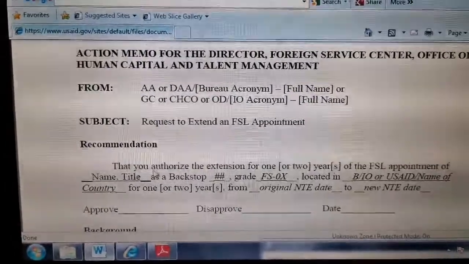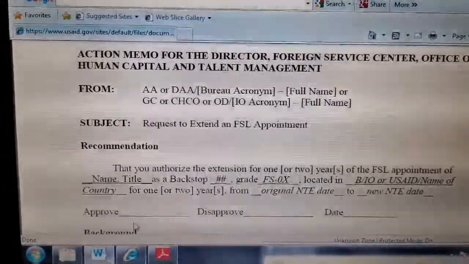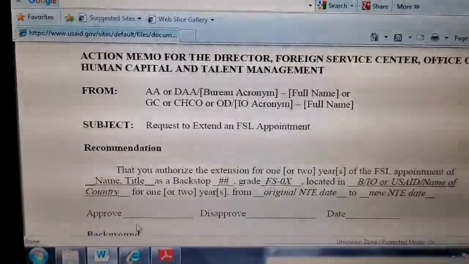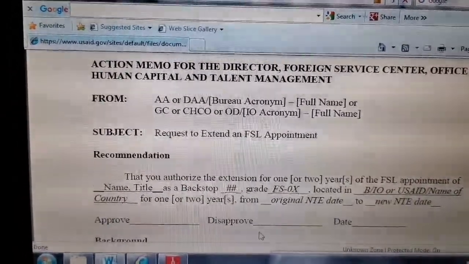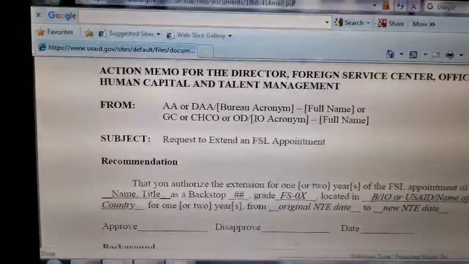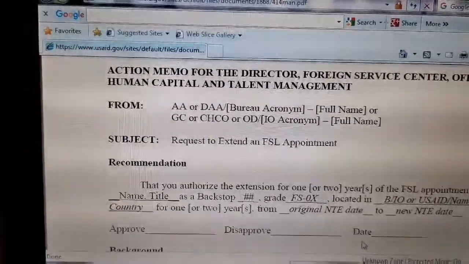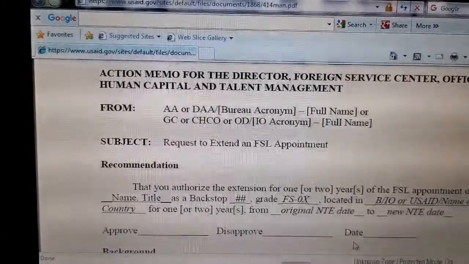So the reader receiving this letter would take an action whether he approves or disapproves, and he will check on the blank. And then he would also write the date about when he approves or disapproves the request. Therefore, an action memo is written to the reader so that the reader can provide a specific action to the request. Second type of a technical report is correspondence.